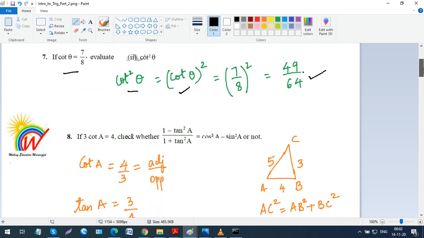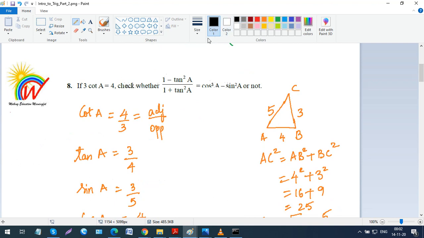Now come to the next question. If you have 3 cot A is equal to 4, they're asking you to check if this is equal to this or not. First let's try to find out what is cot A. I can move the 3 to the other side, and it's going to be 4 by 3. So cot A is equal to 4 by 3.